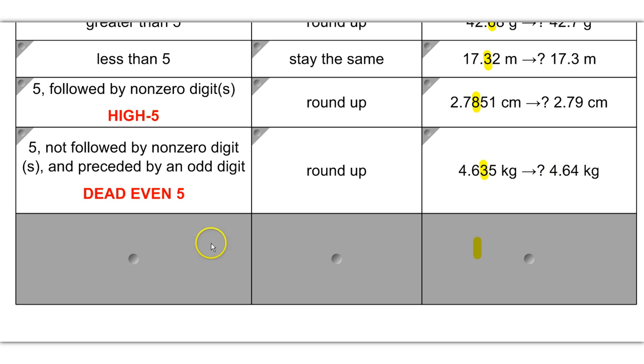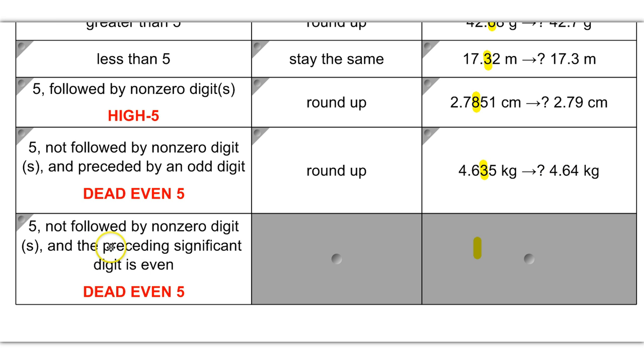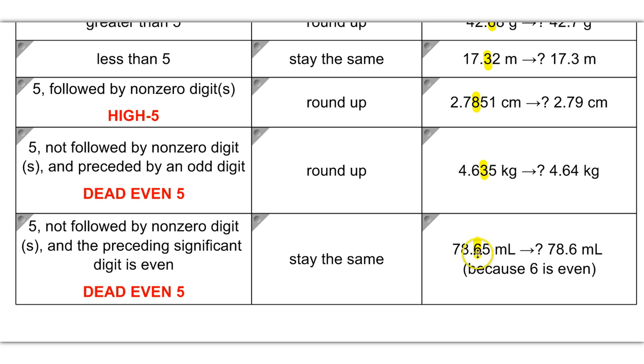and therefore it becomes a 4. If you have a dead even 5, which is preceded by an even number, it's going to stay the same. So 78.6, and I want to keep the 6 or round it up. It's followed by a dead even 5. Since 6 is already an even number, we're going to keep it the same. It's going to stay a 6 because it's already an even number.